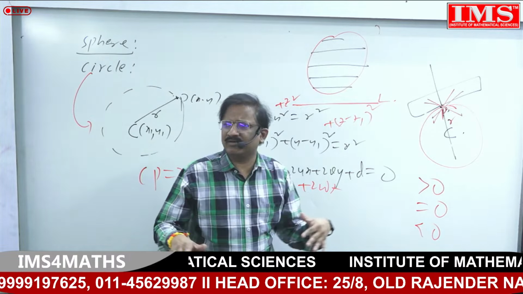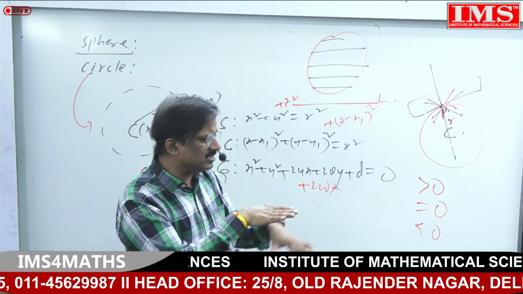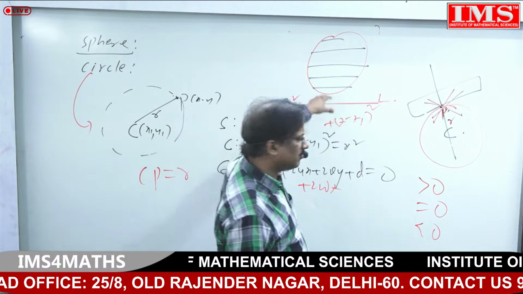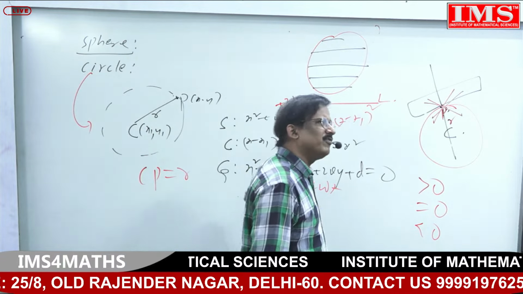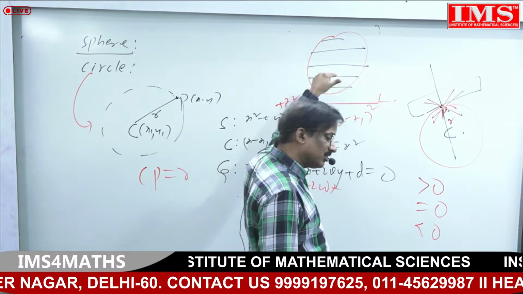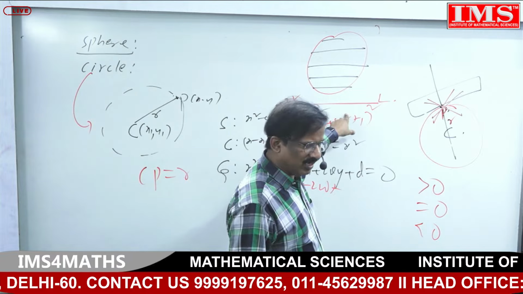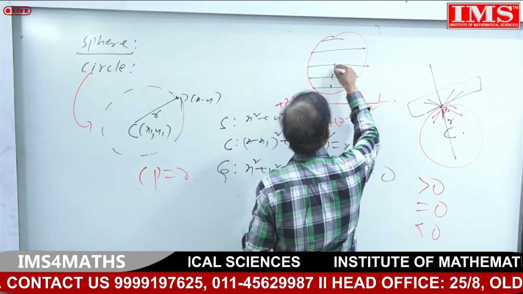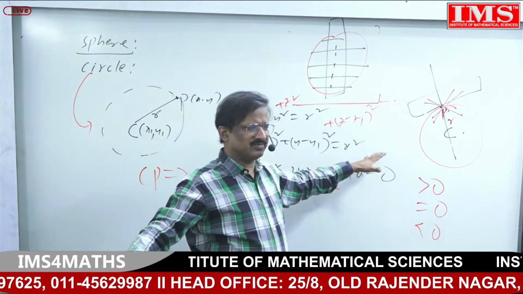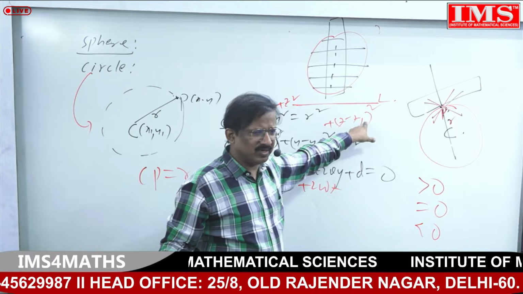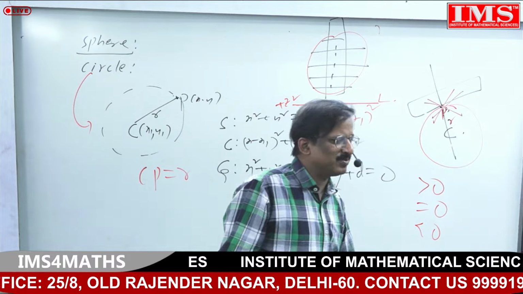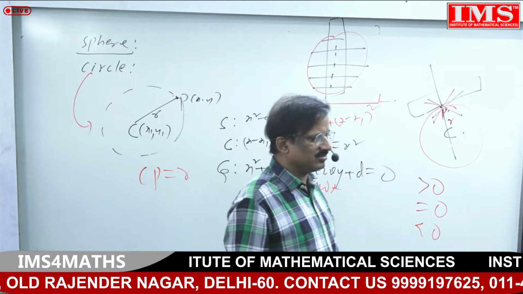But how many such layers of chords can I find? Infinitely many layers. My question is, if all these chords are parallel to this particular line, then find the locus of the midpoints of all the chords which are parallel to this particular line. The locus of all these midpoints is going to give us what? A plane. That's what I'm saying.